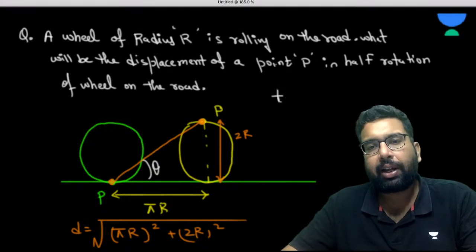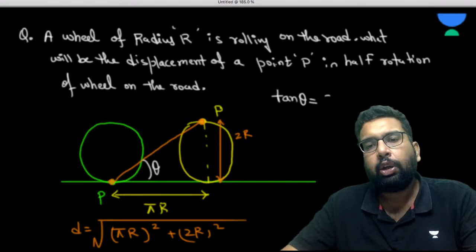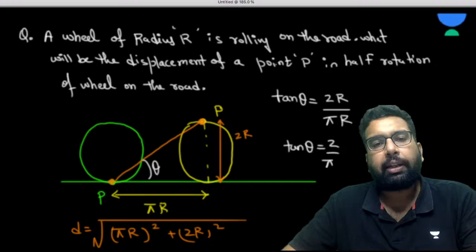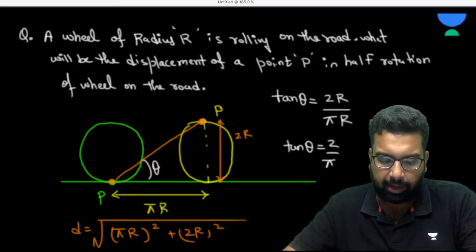You would say, sir, it is very easy. We can write tan theta, that is perpendicular upon base. So 2r upon pi r. So tan theta is equal to 2 by pi. So you can say that theta is equal to tan inverse 2 by pi.